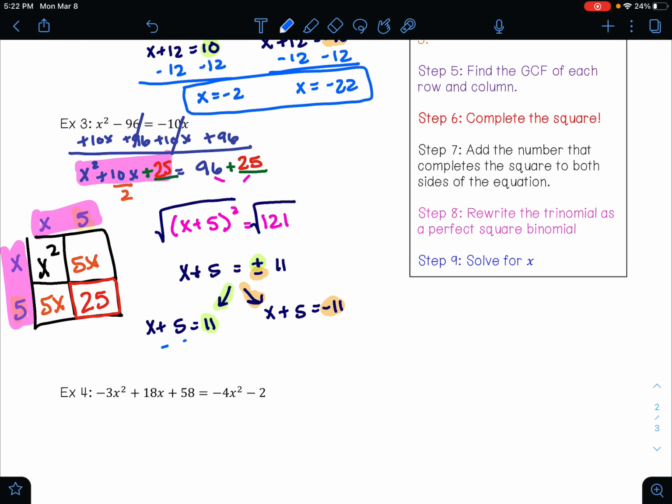To undo addition, I'll do subtraction and get x equals 6. To undo addition, I'll do subtraction and get x equals negative 16. So I have 2 solutions, 6 and negative 16.